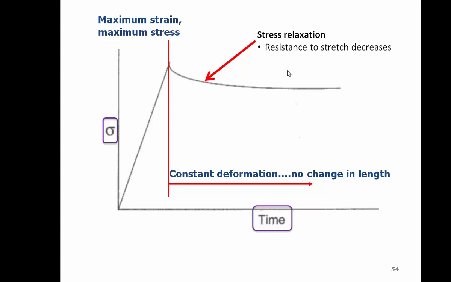So the further resistance to stretch will start to decrease in this situation where the tissue has been held constant at that new length. When we do that, we see that the internal resistance to that length will start to decrease. The tissue essentially starts to relax. There's still a stress experienced, but it's lower than the maximum strain and the maximum stress experienced within the elastic range.